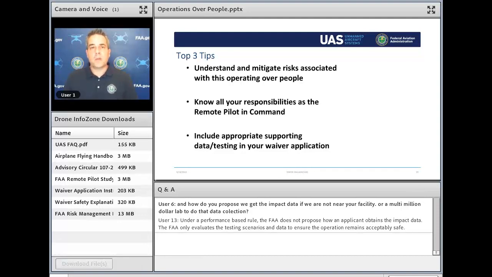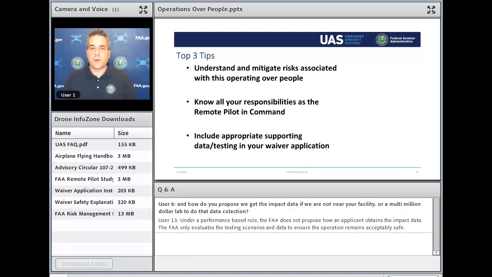So operating over people is not a simple waiver. It falls into one of the more complex categories, similar to beyond visual line of sight, but it's not an impossible waiver to get. Remember, when you're applying for a waiver for operating over people, you need to understand all the risks and provide enough mitigations to reduce those risks to an acceptable level. That's the big key component with any waiver, but in particular with operating over people.